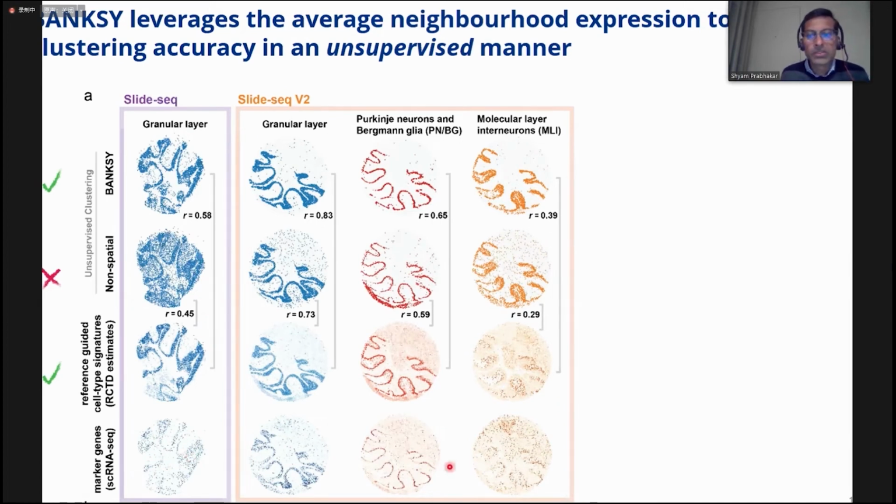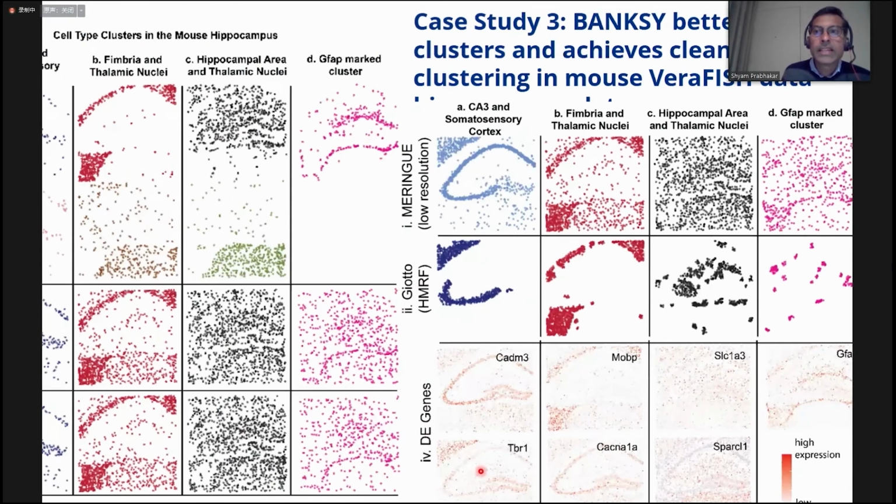And then here are the marker genes to corroborate the same thing. So I've shown you two data types, MERFISH and SlideSeq, where one was analyzed using clustering, one was analyzed using deconvolution. BANKSY can replace both of those approaches. Then case study 3, VeraFISH data, which is also a multiplex FISH-based assay. And again, mouse brain. Here you can see non-spatial clustering. Each of these non-spatial cell type clusters was split into two different subtypes by BANKSY. And these two different subtypes had very sharply different spatial distributions.